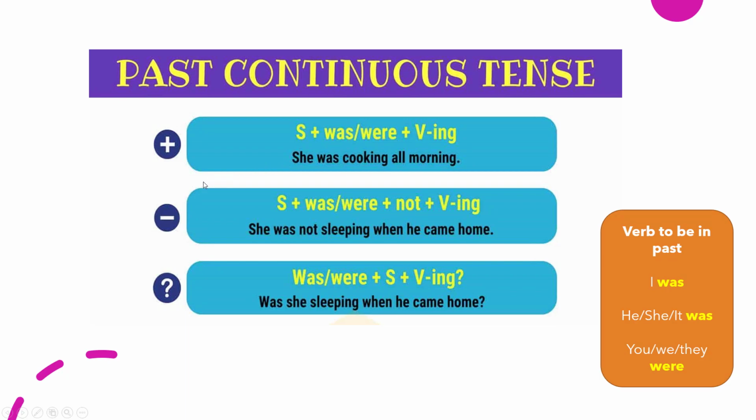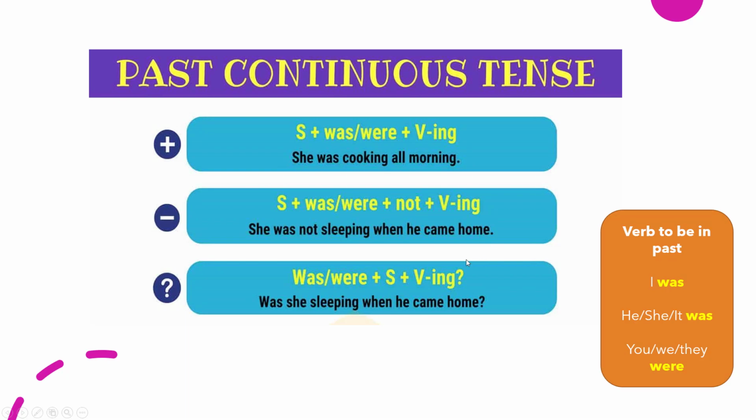Let's see the negative form. First, we're going to use the subject, then the verb to be in past, was or were, then we're going to use not, and then the main verb, the main action with the ing form and the complement. So look at the example. She was not, you can also say wasn't, sleeping when he came home.